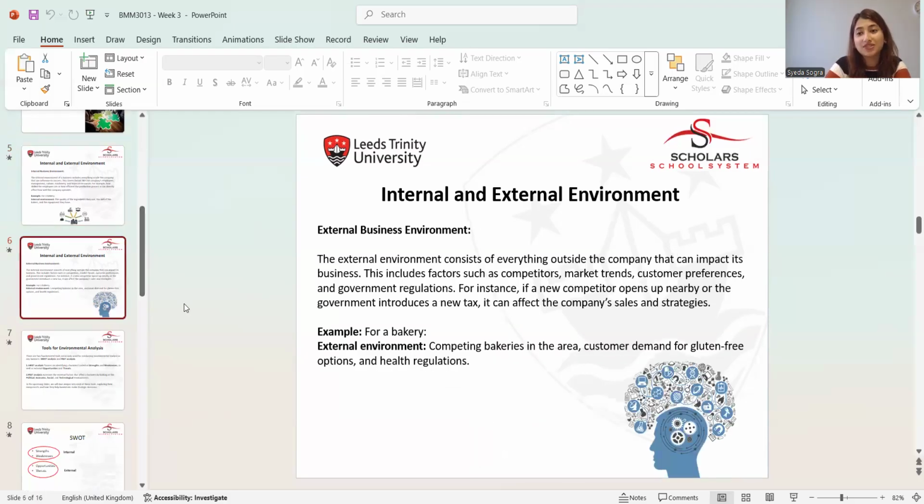Moving forward to the external business environment. The external business environment consists of everything that's outside the company but still affects business decision making. This could include factors like competitors, market trends, customer preferences, what they like, what they dislike, and government regulations. For instance, if a new competitor opens up nearby or the government introduces a new tax, it can affect the company's sales and strategies. If a competitor is dropping the price to attract customers, maybe our customers will shift to the competitors. Eventually we have to reduce the price or maybe provide some loyalty offers.